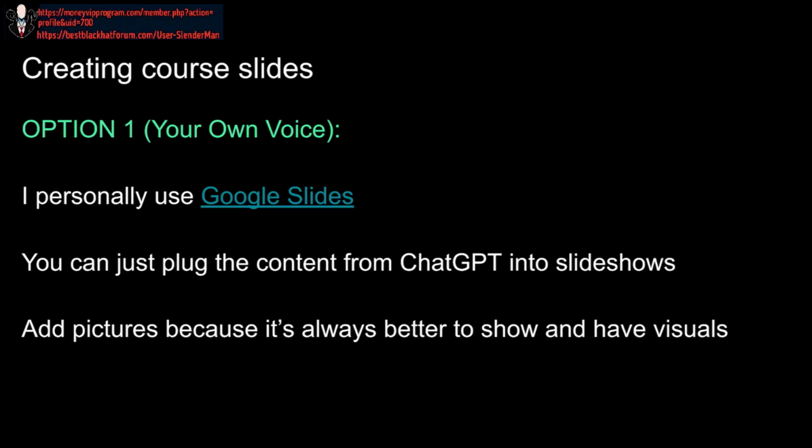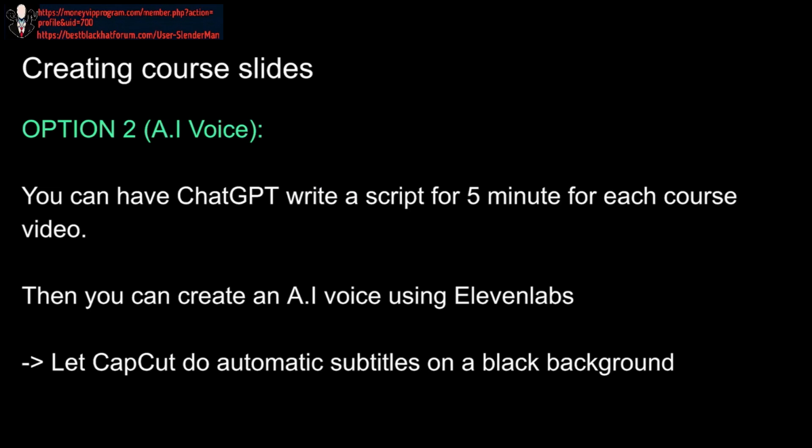If you want, I can also give you a second option, which is even more automated and even easier. Here you can just go to ChatGPT like we have, and it will write you the script for each video of the course. Then you can create an AI voice using ElevenLabs, and let CapCut do automatic subtitles on a black background or whatever kind of background you want to use. It's super automated, because like you saw in the ChatGPT example, we have the video script, and we can plug that directly into ElevenLabs. And how you're going to do that, I'm actually going to show you right now.